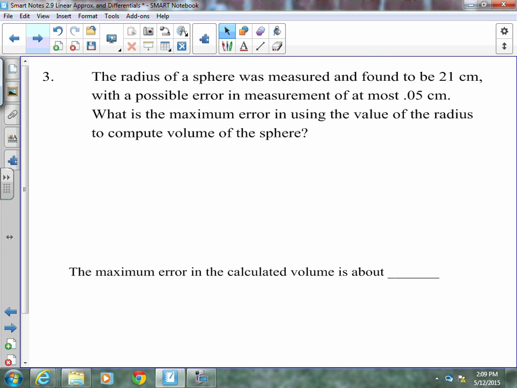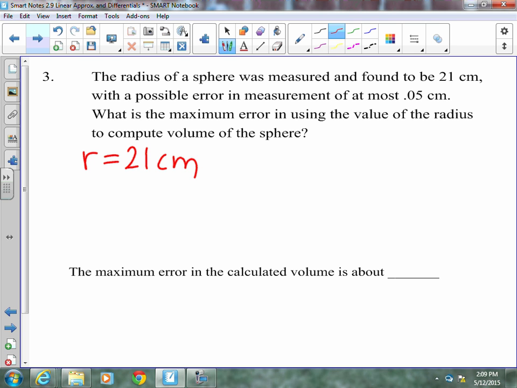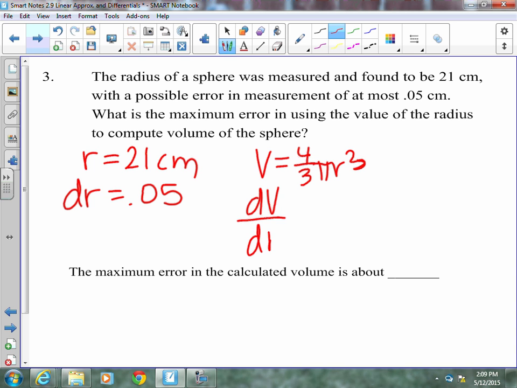Here's a real life one. It says the radius of a sphere was measured and found to be 21 centimeters, with a possible error in measurement of at most 0.05, so r can change by 0.05. What's the maximum error in using the value of the radius to compute the volume of the sphere? Volume of a sphere is 4/3 pi r cubed. We need to derive. We're deriving v in terms of r to get 4 pi r squared, which means dv equals 4 pi r squared times dr.